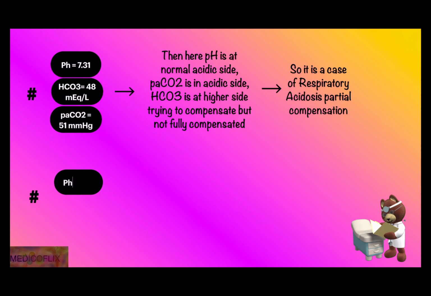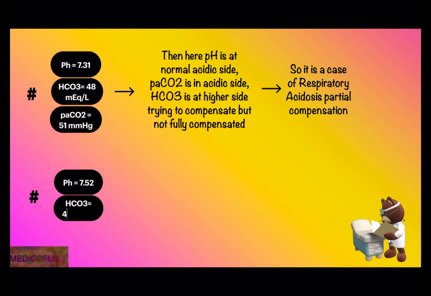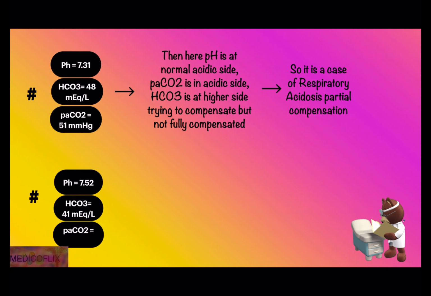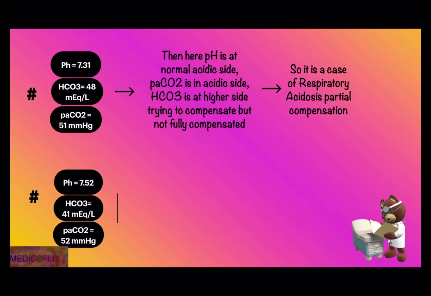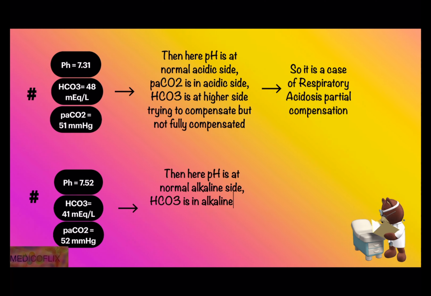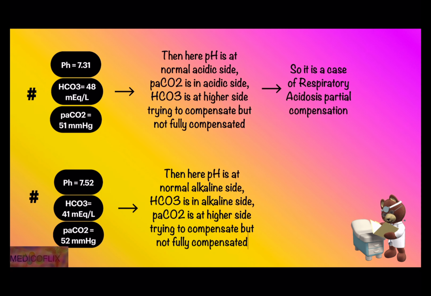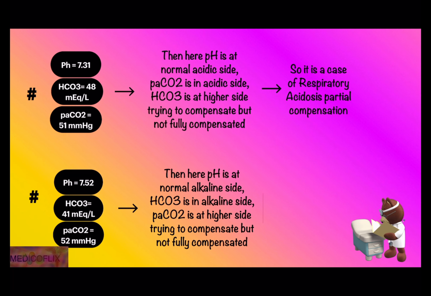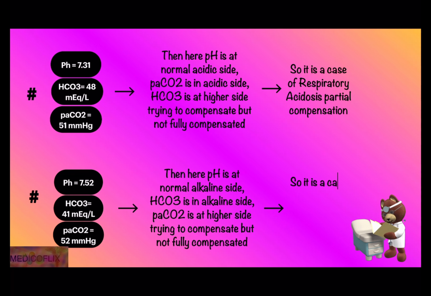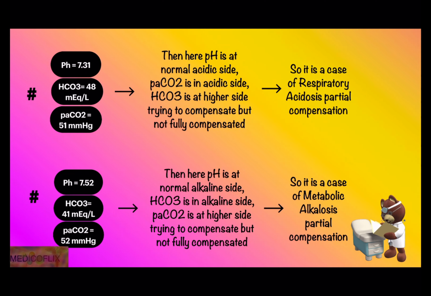Let's see another example where pH is 7.52, bicarbonate is 41 MEq per liter, CO2 is 52 mmHg. Then here pH is at normal alkaline side, bicarbonate is on the alkaline side, CO2 is at higher side trying to compensate but not fully compensated because pH is at alkaline side. So it is a case of metabolic alkalosis partial compensation.